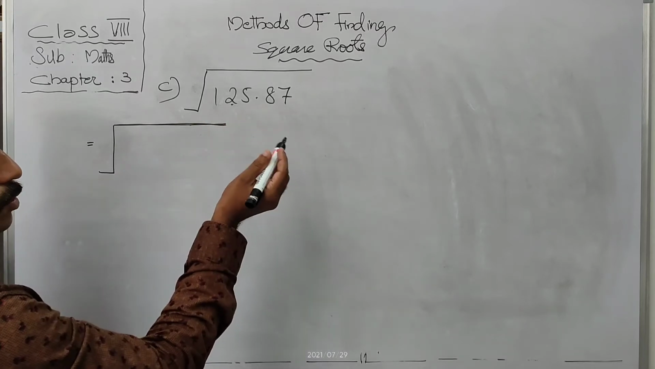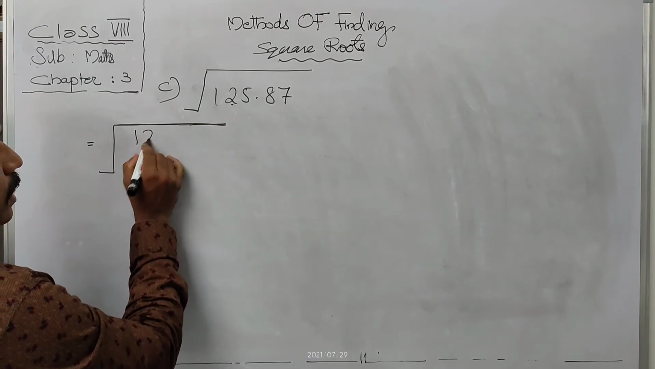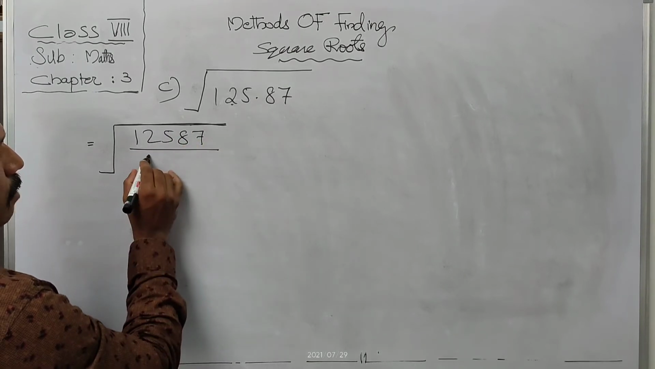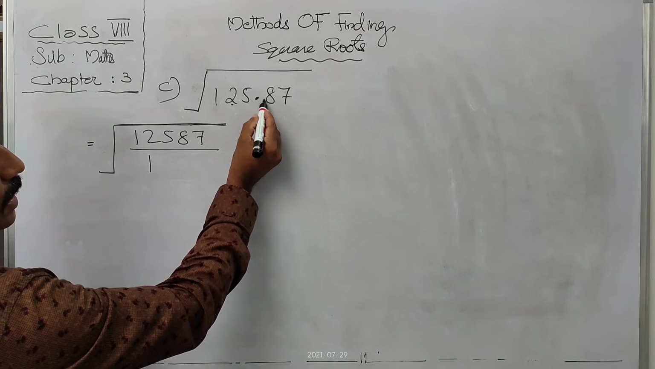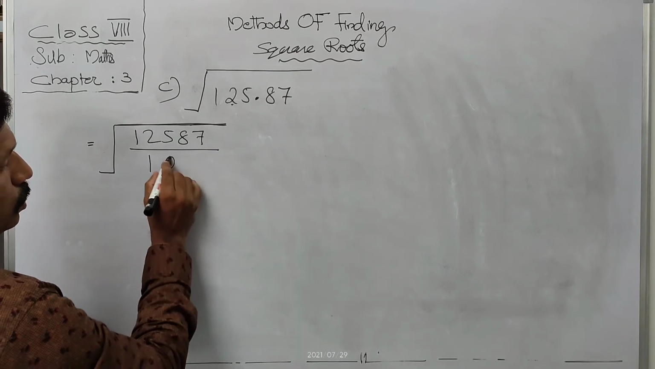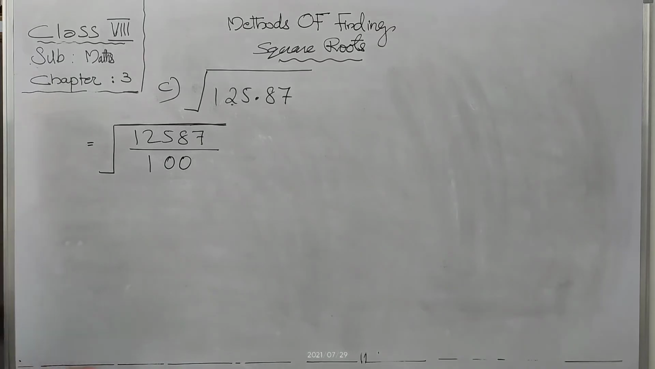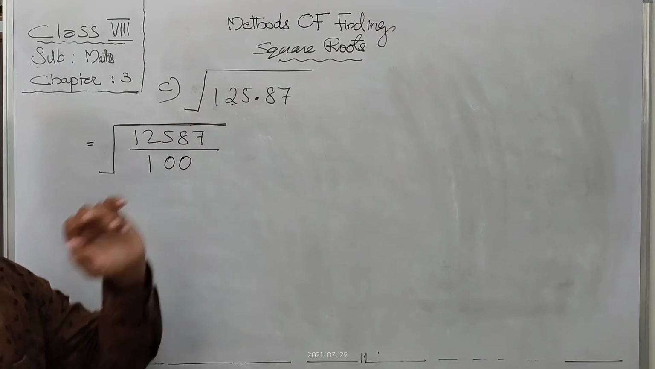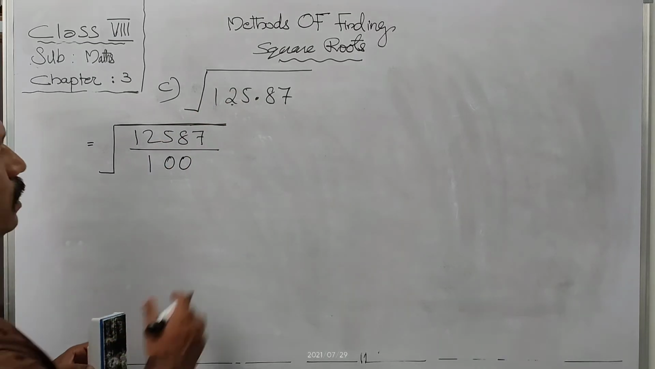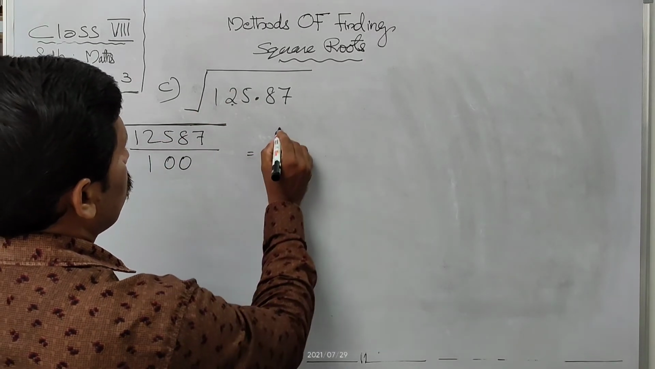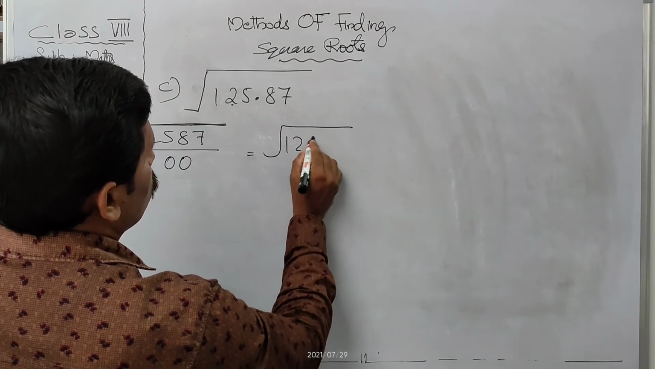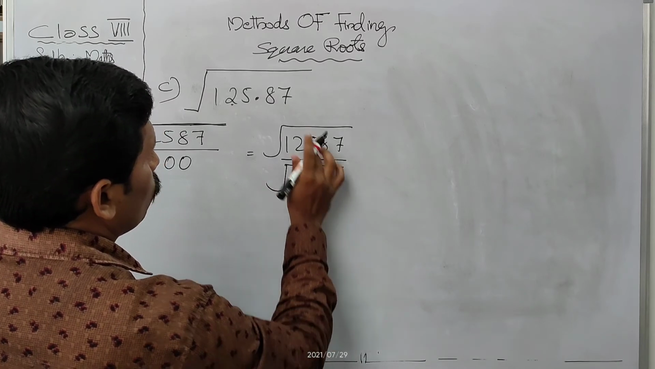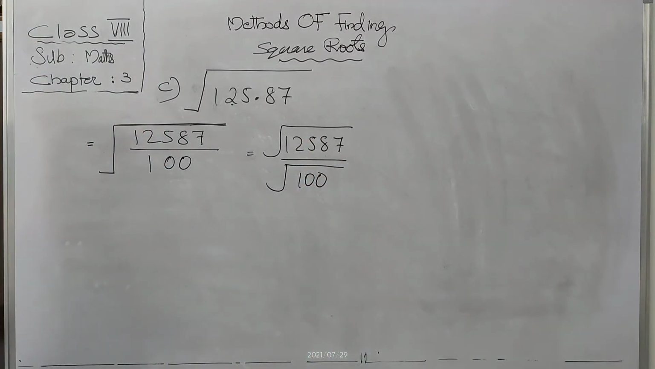In a fraction there are a numerator and a denominator. So in the numerator we write 12587 upon, and downside after writing 1 we see how many digits are there after the decimal. 2 digits, so 2 zeros. Now we changed this number into fraction form in order to avoid the decimal. Now it is equal to the square root of 12587 upon the square root of 100. If we take the root of these two numbers separately and divide, then we get the value.